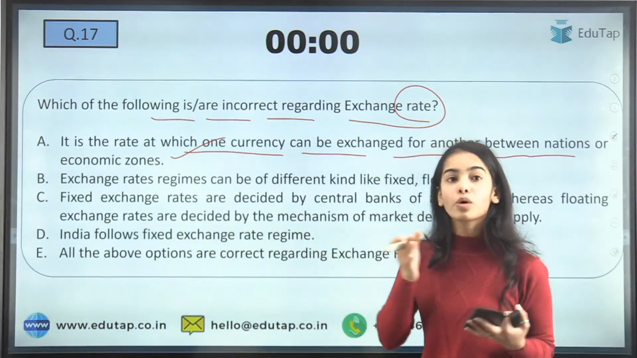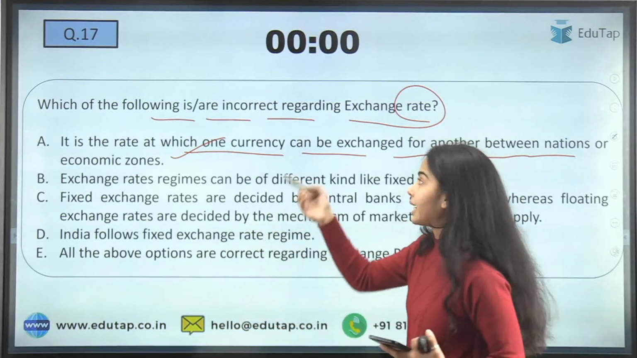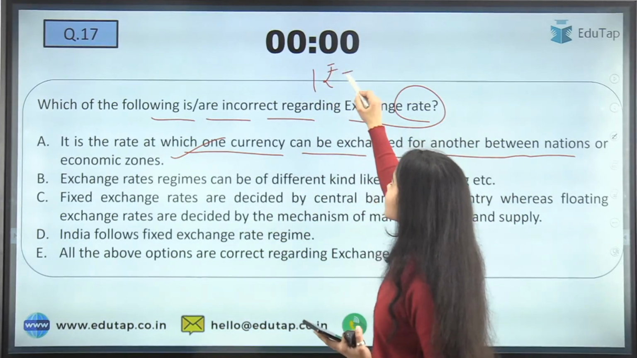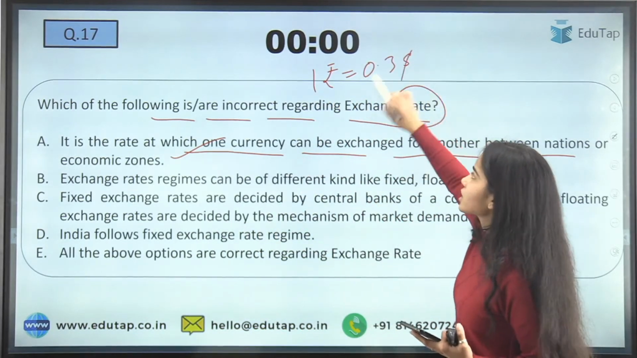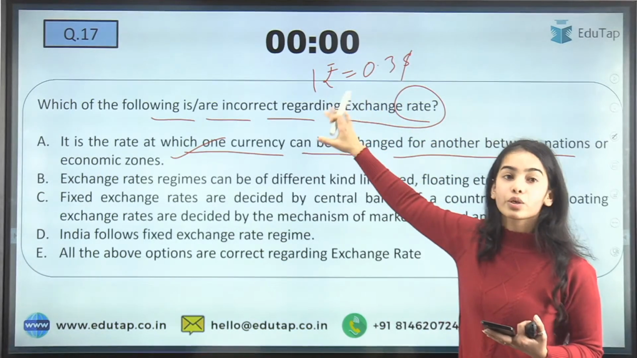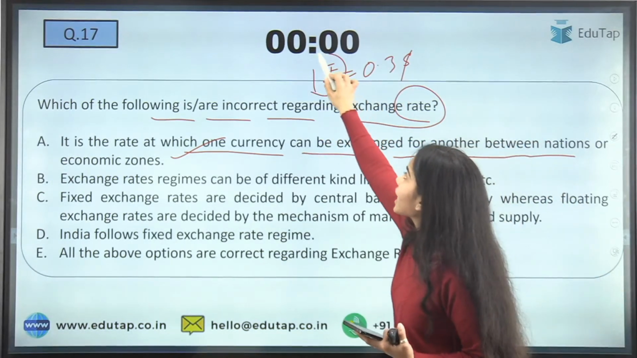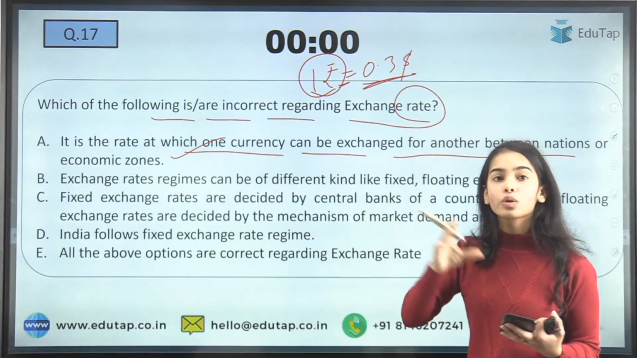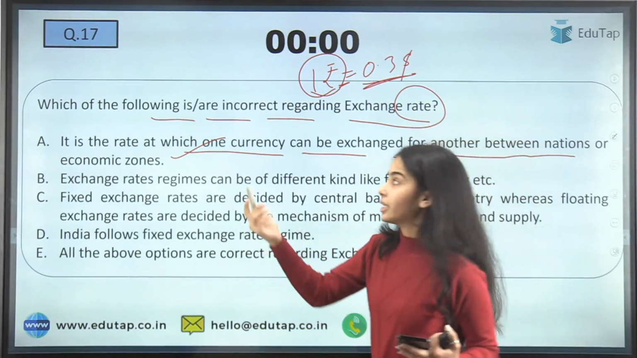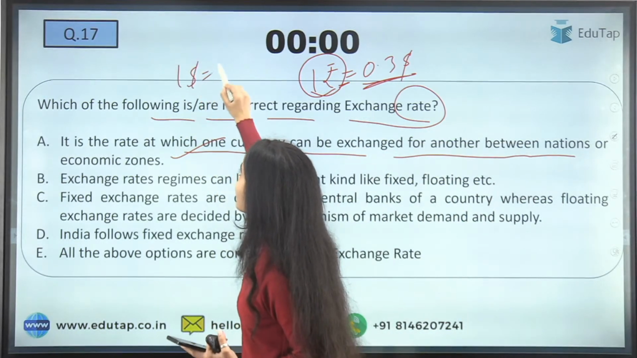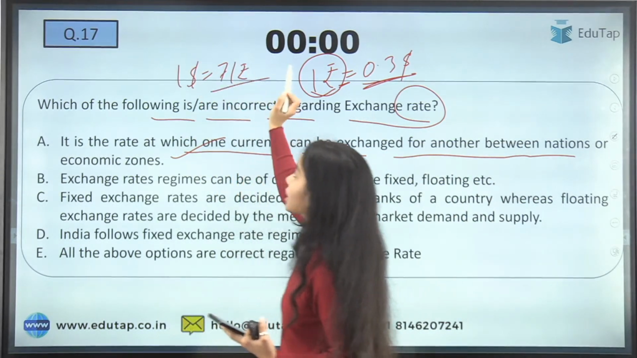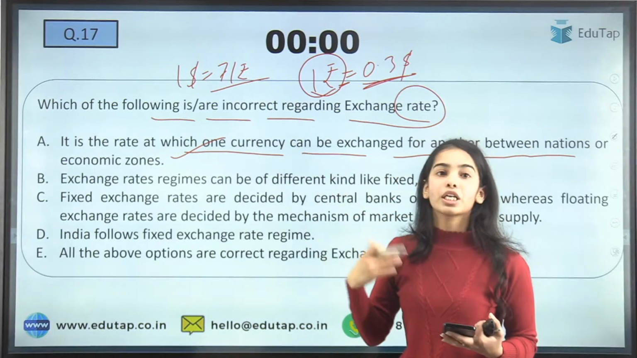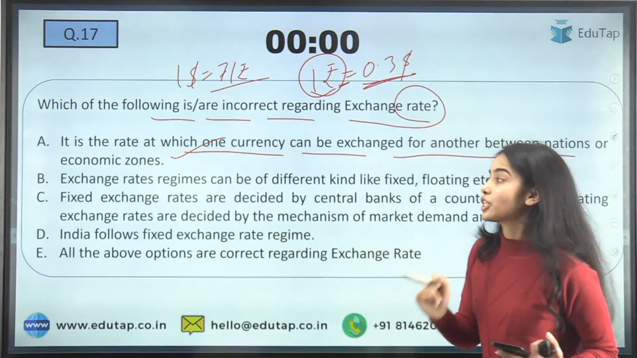So it is how one currency is exchanged for another. Like 1 rupee is equal to $0.3 or something. It is not right, I am just giving you an example. It shows how many dollars 1 rupee can get, or how one currency can be exchanged for the other. Like $1 is equal to 71 rupees or something. So how dollars can be exchanged for rupees is what is shown by the exchange rate.